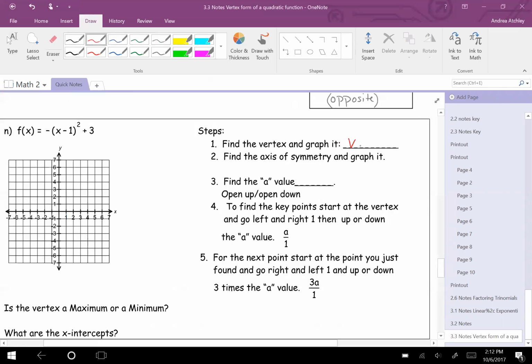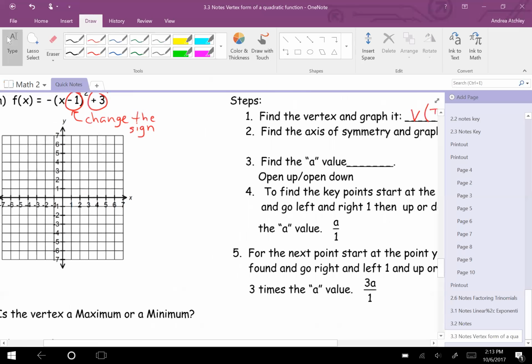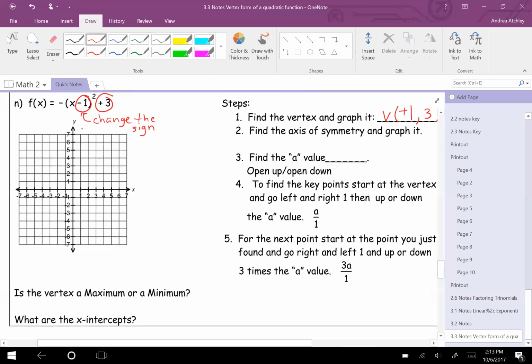The vertex then is negative 1, but I have to change the sign to a positive 1. And positive 3. Remember, in the parentheses, I have to change the sign. So I'm going to graph where x is 1 and y is 3, which is right here. Then my axis of symmetry is always x equals whatever that value is of the vertex for the x value. So this is my axis of symmetry. Any questions over that?